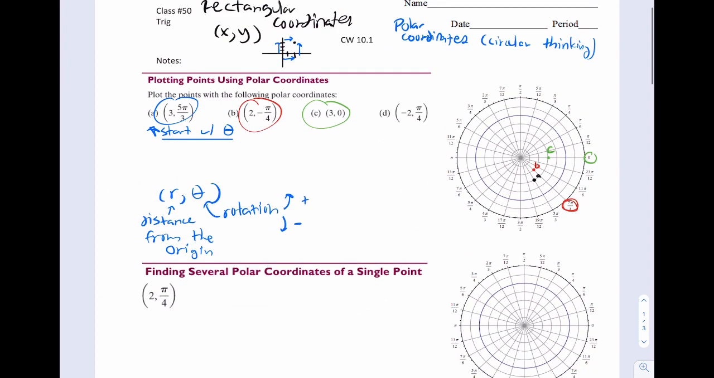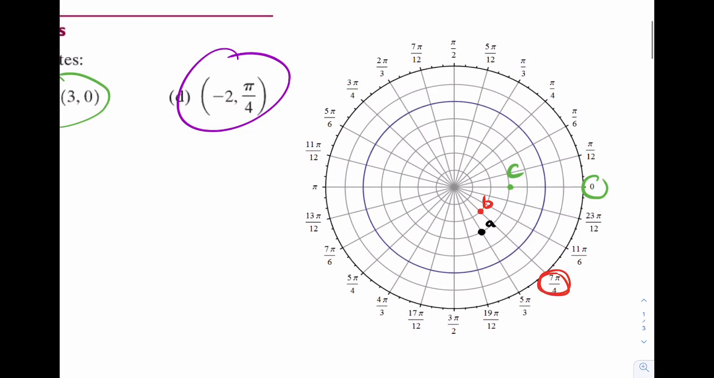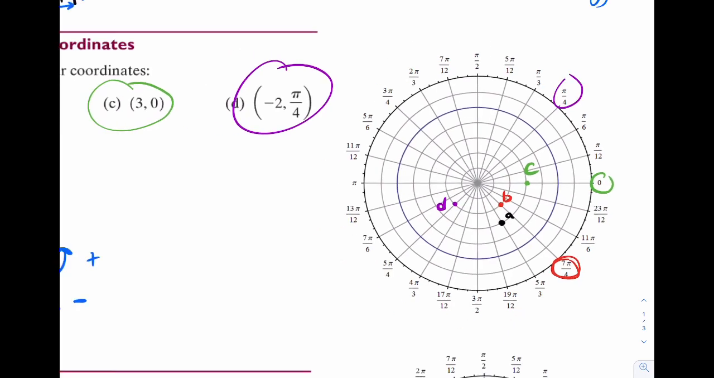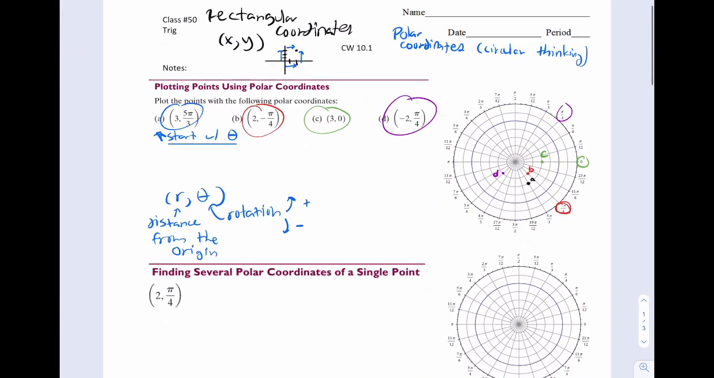And the last one, I'll do this in purple. Pi over 4, negative 2. So that means we're looking at pi over 4. You're standing at the origin. But r is negative 2. So instead of walking forward, we're going to walk the other direction, backwards. 1, 2. There's part D. And there you go. We just graphed our first set of polar coordinates.